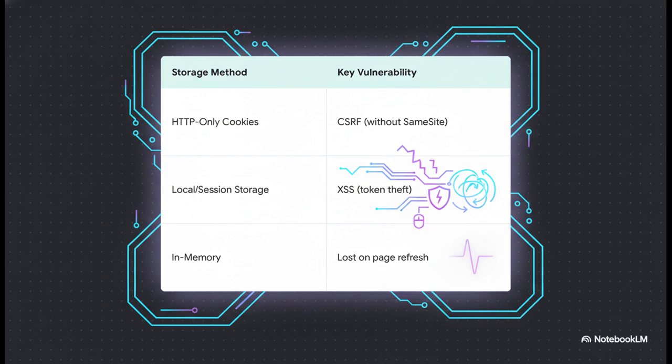JavaScript can't touch these, which is awesome protection against XSS, but they can be vulnerable to a whole different attack called Cross-Site Request Forgery, or CSRF, unless you're really careful about configuring the SameSite attribute. The most secure option is storing it in memory, but the token just vanishes on a page refresh, which isn't a great user experience. So the key takeaway here is there's no single perfect answer, just a series of trade-offs you have to understand and manage.